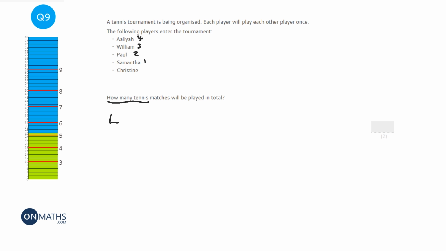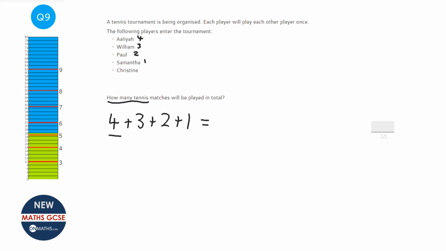So, we've got the 4 matches Claire's going to play, 3 matches that William's going to play, not counting the one we've already counted from Claire, plus the 2 Paul's going to play, plus the other one that Samantha's going to play. So 4 plus 3 is 7, plus 2 is 9, plus 1 is 10. So in total there are 10 different matches going to be played.